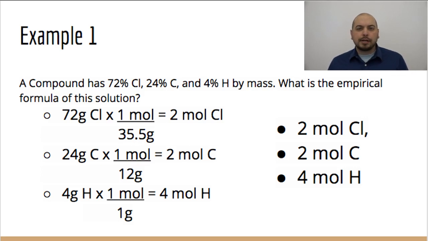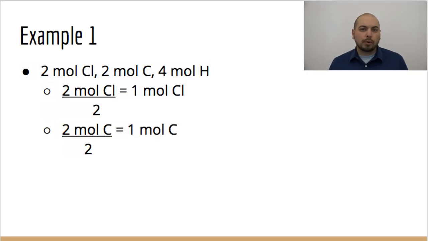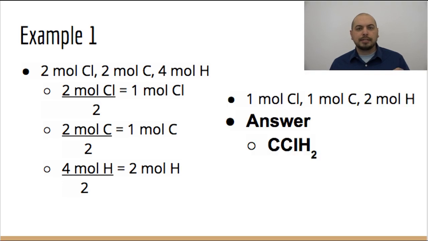As you can see here, these are not fully reduced because we can actually divide by the smallest value. So we're going to divide by the smallest value, which is 2, which results in an empirical ratio of 1 mole of chlorine, 1 mole of carbon, and 2 moles of hydrogen. This means that the empirical formula for our compound here is CClH2.